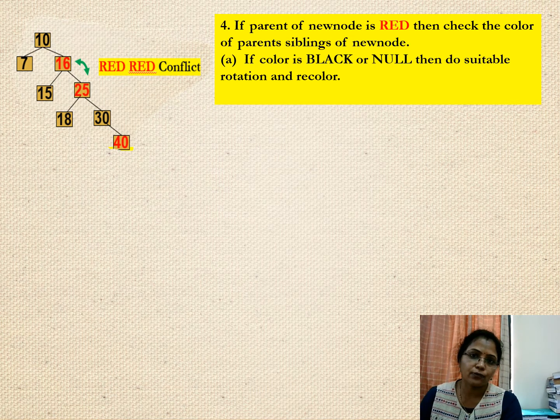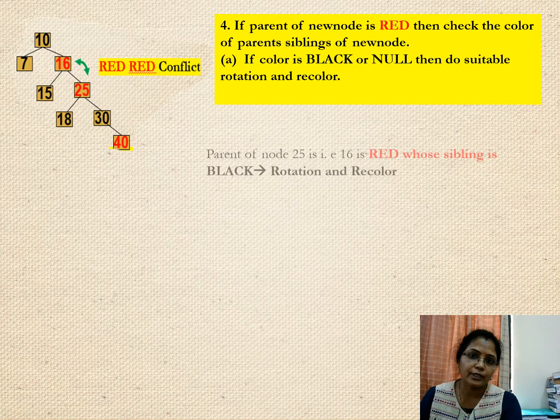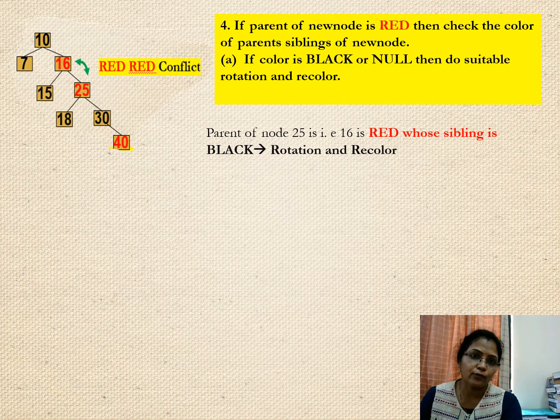We do have a condition 4a. If the parent of a new node is red, then check the color of the parent's sibling of the new node. If the color is black or null, then we do the suitable rotation and recolor. So here the parent of node 25 is 16, that is red, and whose sibling 15 is black. This is black. So what are we going to do? We'll do the rotation and recoloring.